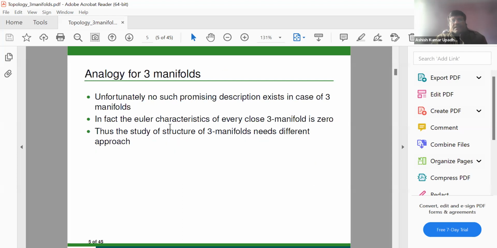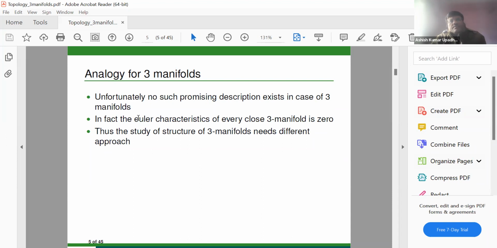In fact, the Euler characteristic of every closed 3-manifold is 0. Those of you who understand can actually prove this fact using Poincare duality and taking some suitable coefficients at the homology level. You can prove this. Okay.